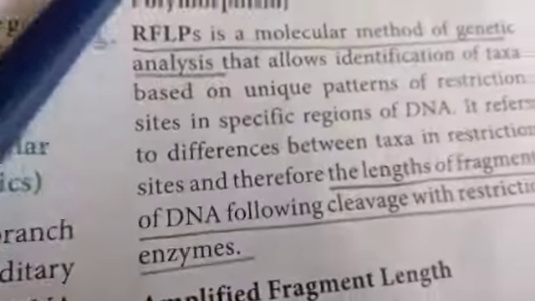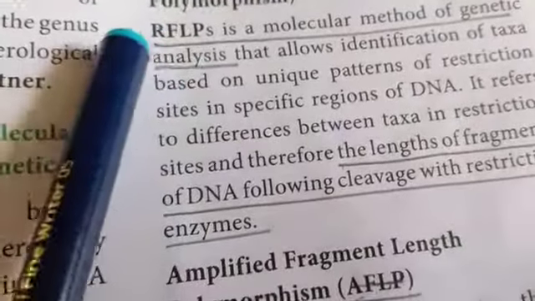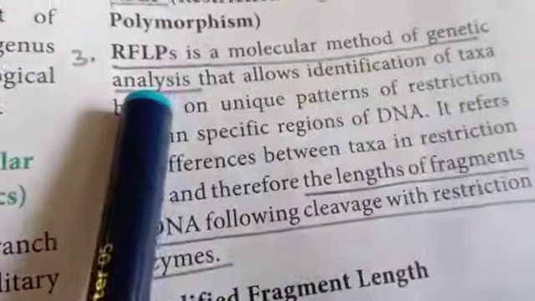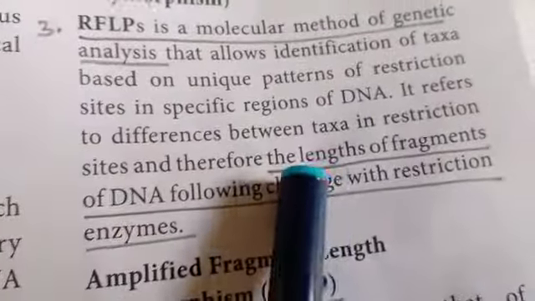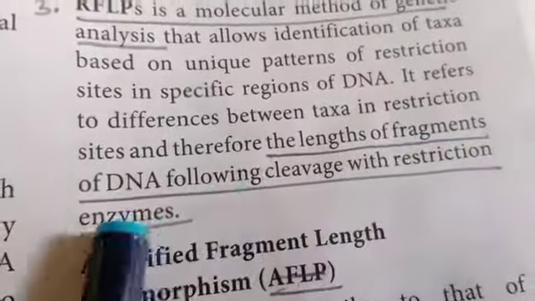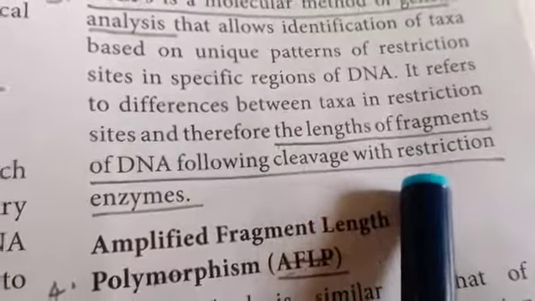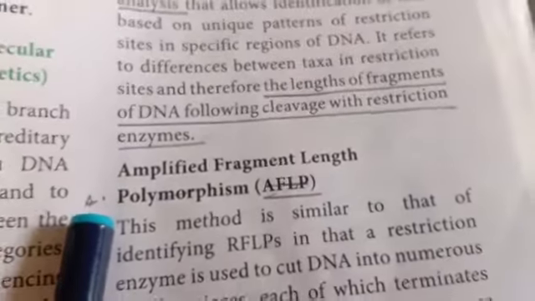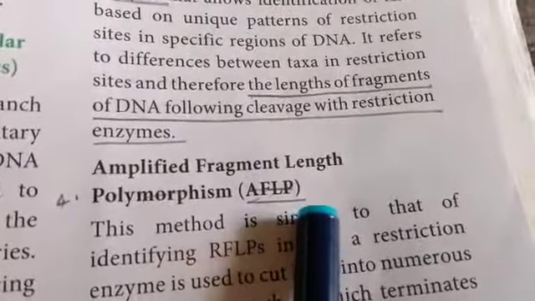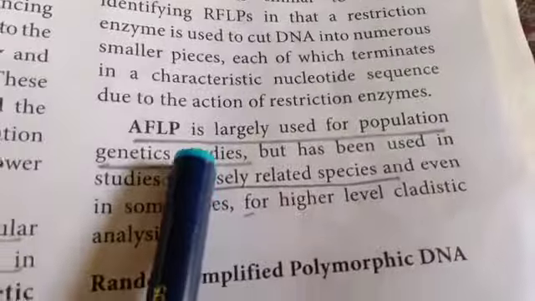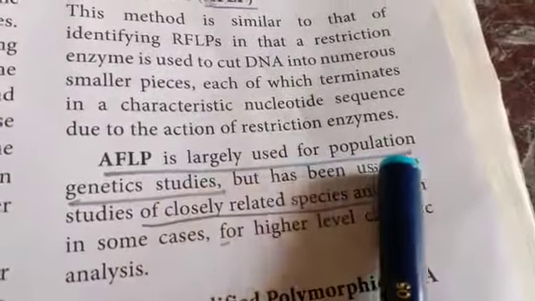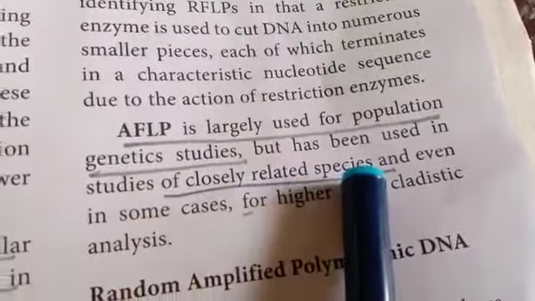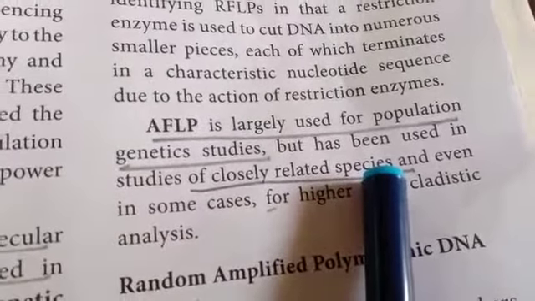Let's discuss with the first one. Third point will be RFLP is a molecular marker of genetic analysis of the length of fragments of DNA following cleavage with restriction enzyme. So this will be your third point. Fourth point, AFLP. Okay, that second paragraph. AFLP is largely used for population genetic studies of closely related species. This will be your fourth point.